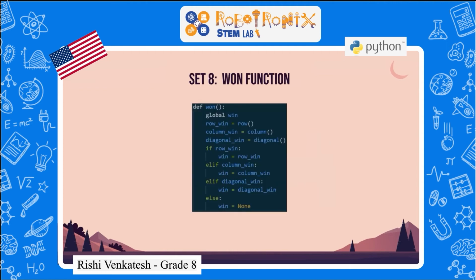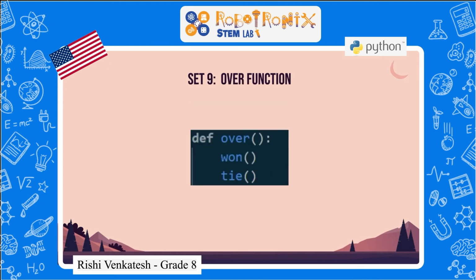And this is the win function. So we make the win variable global, and then we just check the other functions. Like we had a row function, a column function, a diagonal function. If any one of them is true, we just take that value and put it in here. And then here we make variables, and then we assign the value of the player to that variable. And then if no player won, we'll just set the value of win to none. And then we have a game over function, which just checks if there's a game, or if a player won, or if there's a tie.